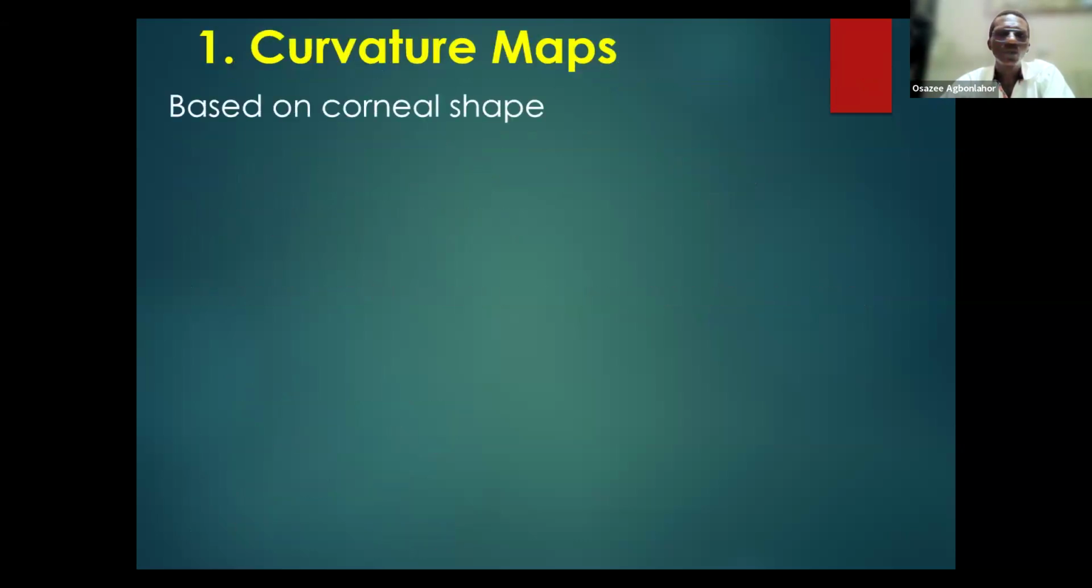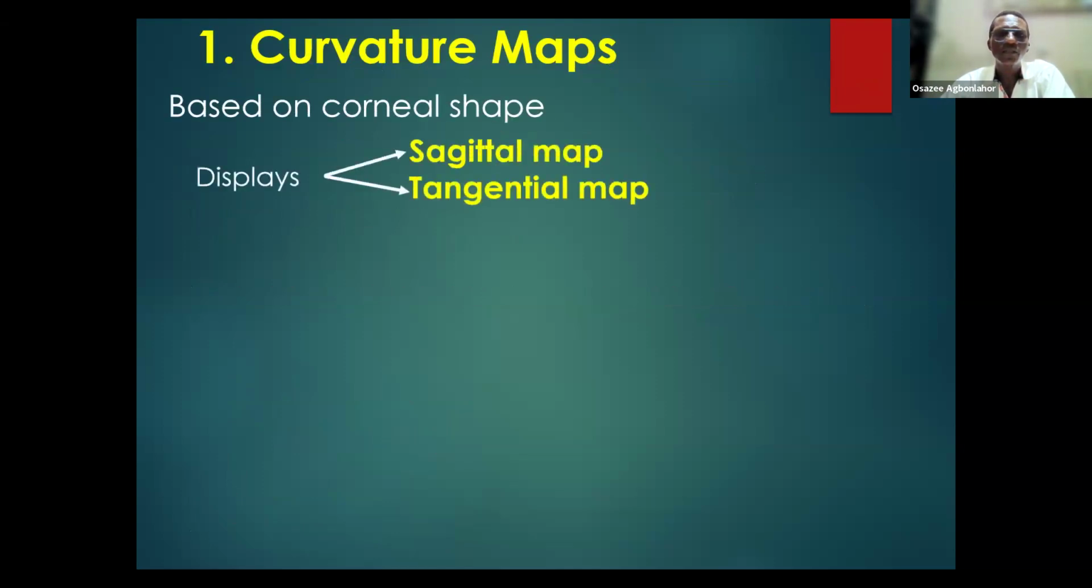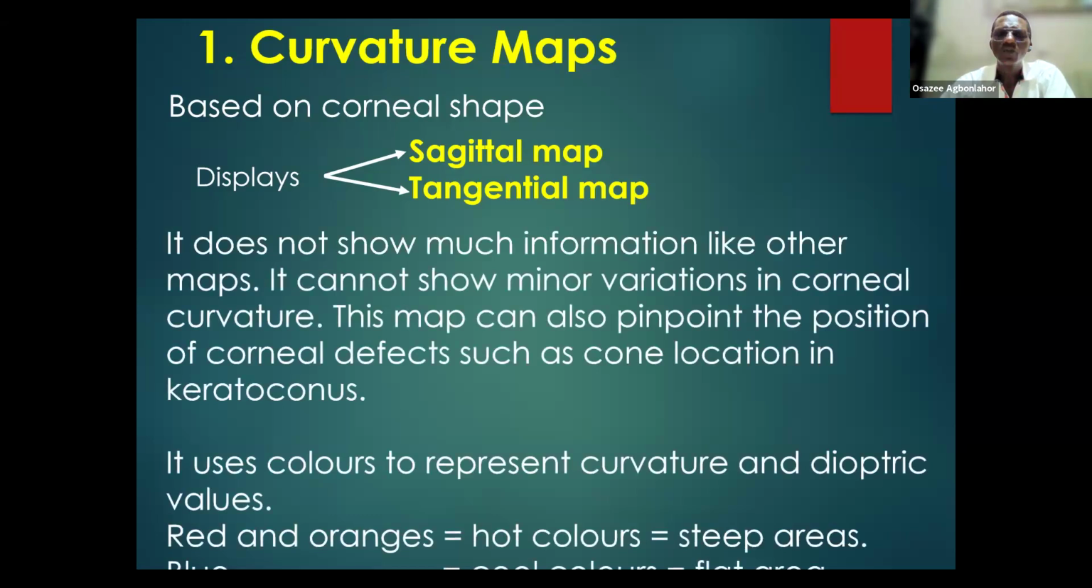The curvature map, just like the word says, tells you how curved, steep or flat, the cornea surface is. You can display it in two forms: sagittal or tangential. These are just ways you look at images. For sagittal, you're looking at it from up to down vertically, and for tangential, you're looking at it from side to side. Depending on how you want to view the cornea, that's what you ask for. If you ask it to present it sagittally, it will present it, and if you ask it to present it tangentially, it will present it.